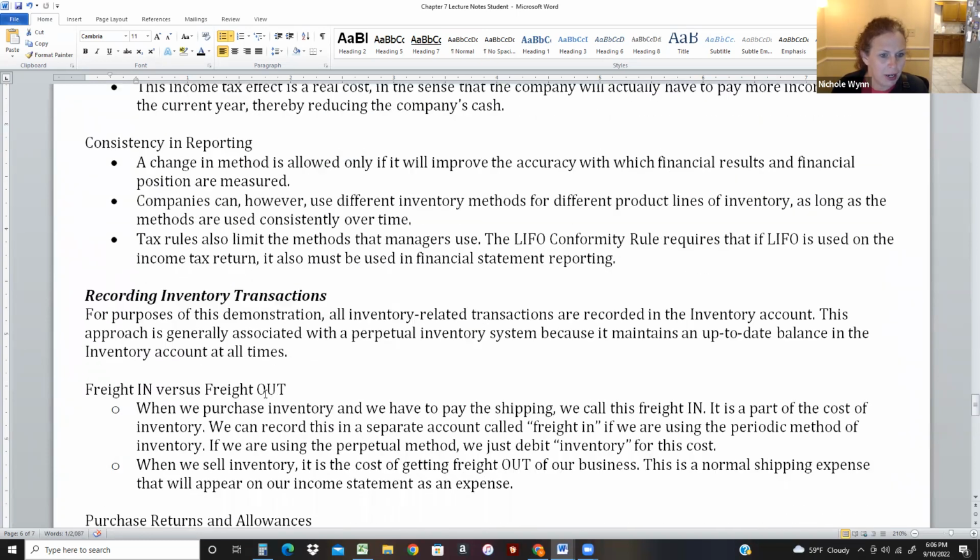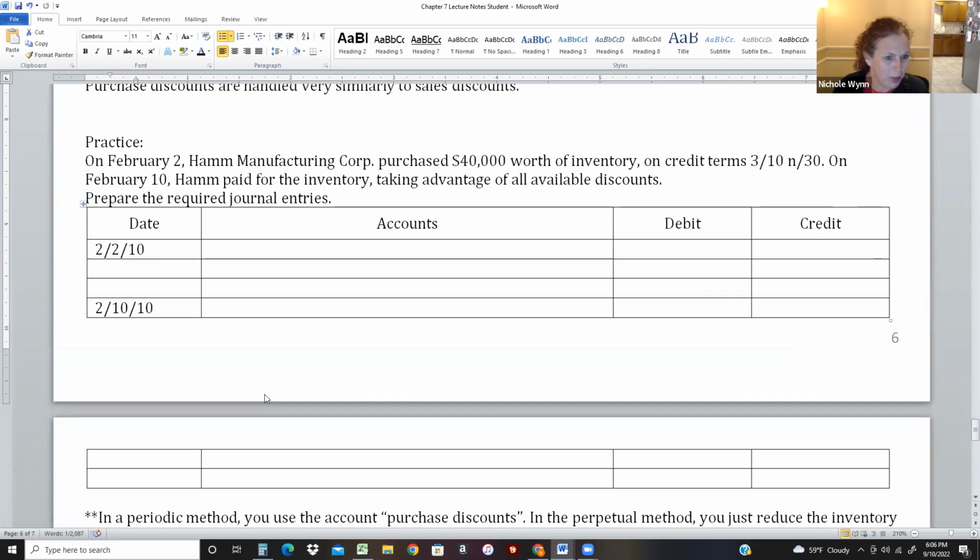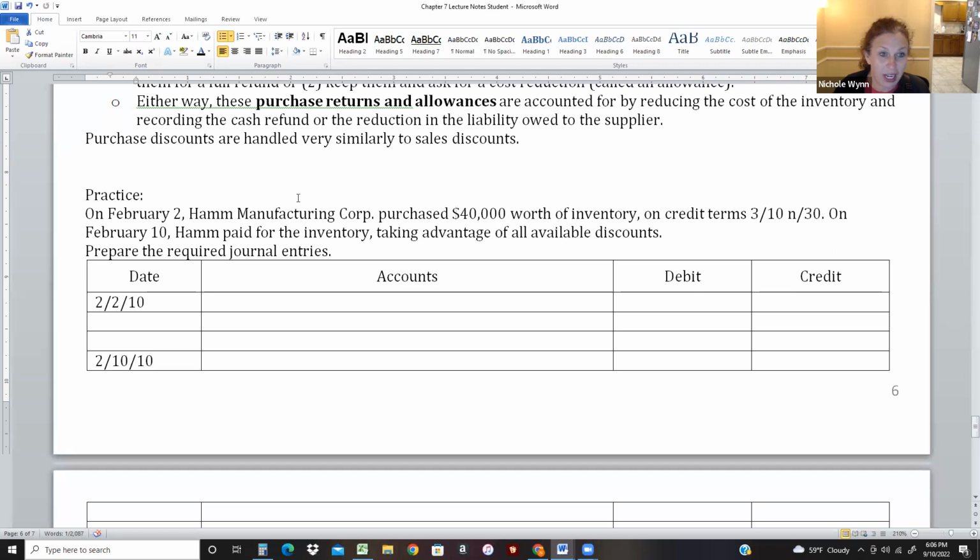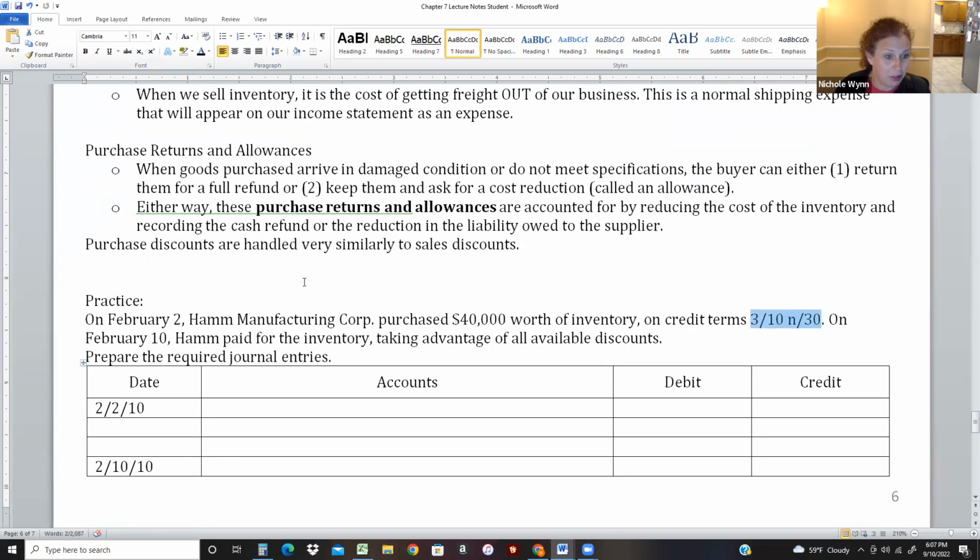So the last thing that we need to do, just a tiny bit, is to calculate purchase discounts, which is very similar to sales discounts. So when you buy inventory, you might be given a discount, just like when you sell your inventory to your customers with a 2/10 net 30 term. So we're going to practice this with 3/10 net 30. It says, on February 2nd, Ham purchased 40,000 of inventory.